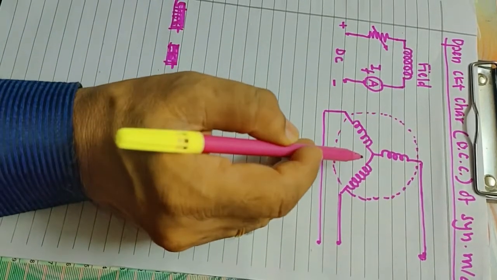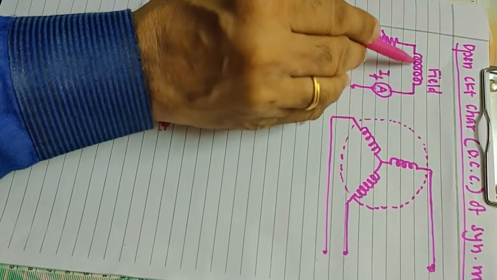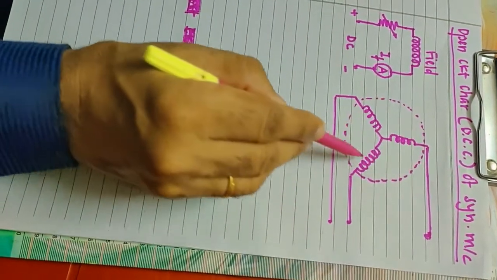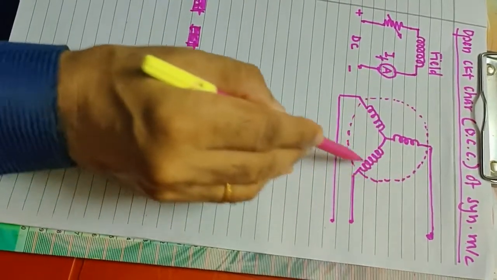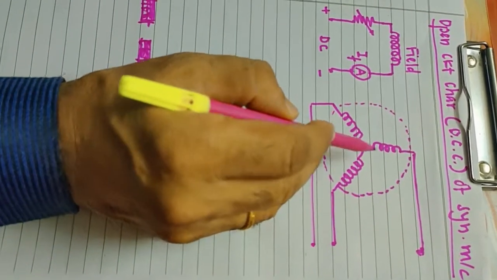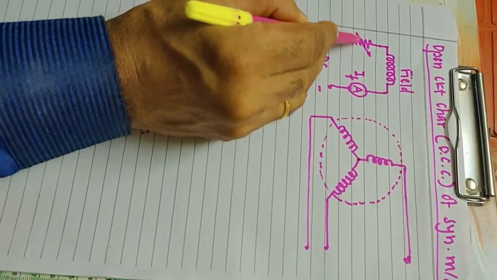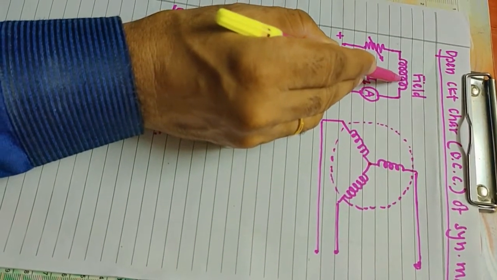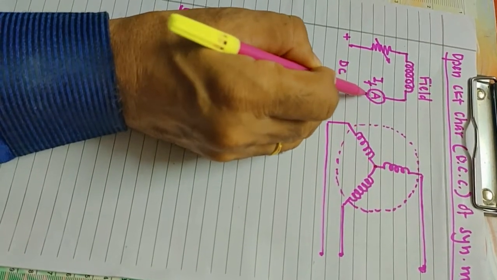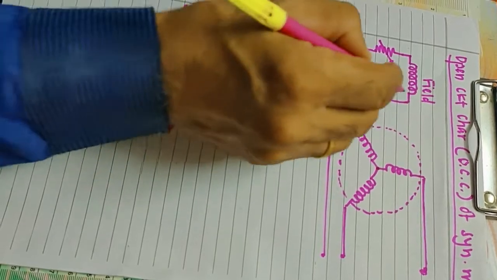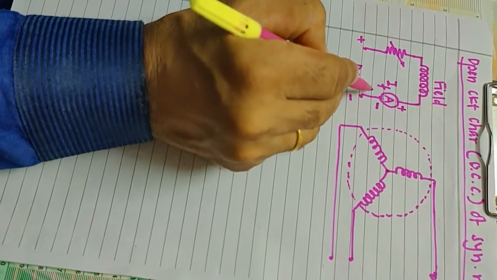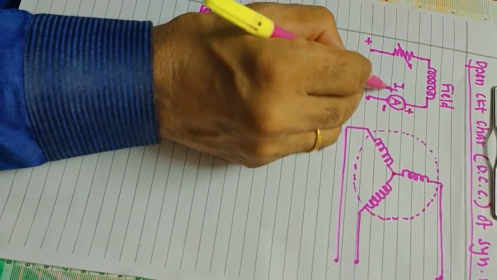This is the field winding of the synchronous generator. This is the star connected armature winding of the synchronous generator. This is a variable resistance to vary the field excitation, to vary the field current. This is an MC type ammeter, a DC ammeter, to read the field current IF.